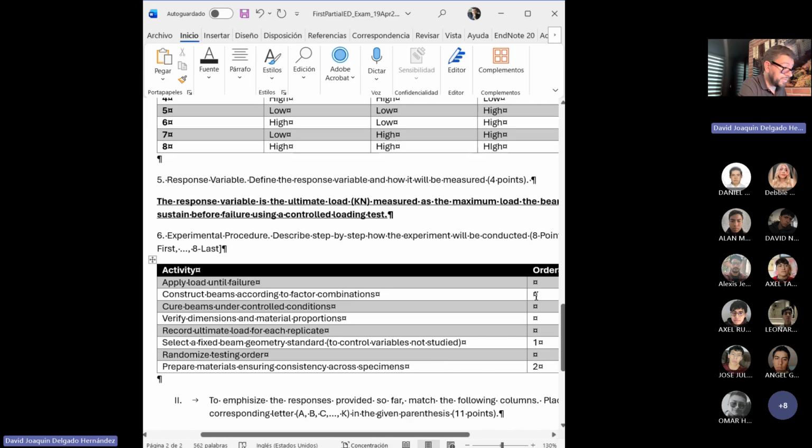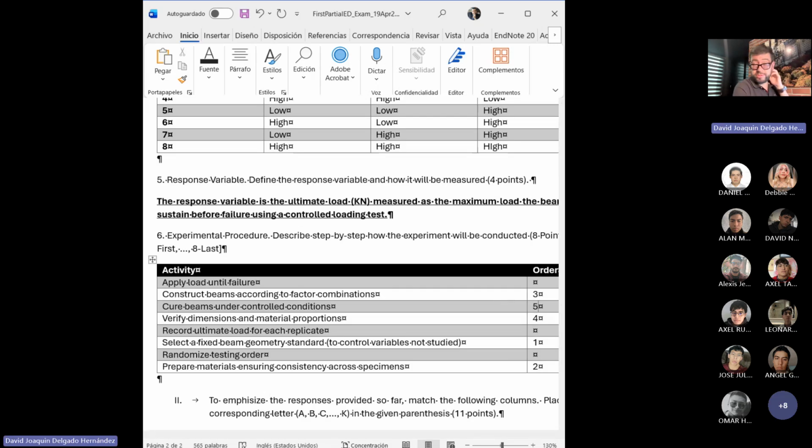Okay? Then the third step is related to construct beams according to factor combination. Number 4 is verify dimensions. You should verify the dimensions and materials proportions according to the experimental design. The fifth step is related to cure beams under control, which is this number 5.